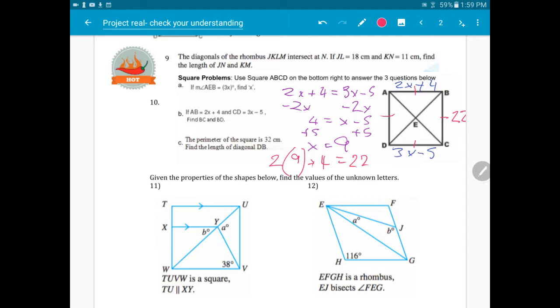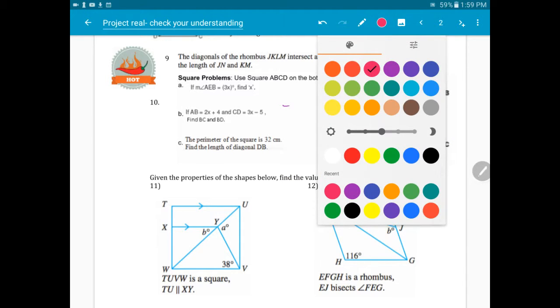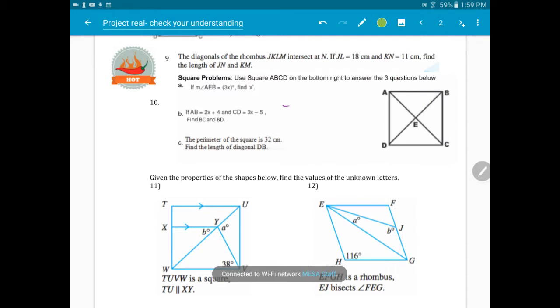It's 22. Now, our next question, I'm just going to clear some things off so we've got space to work with. If you need to pause the video, go back, pause it to keep it working. Now, we need to find the length of BD. That's the last thing we need to find.